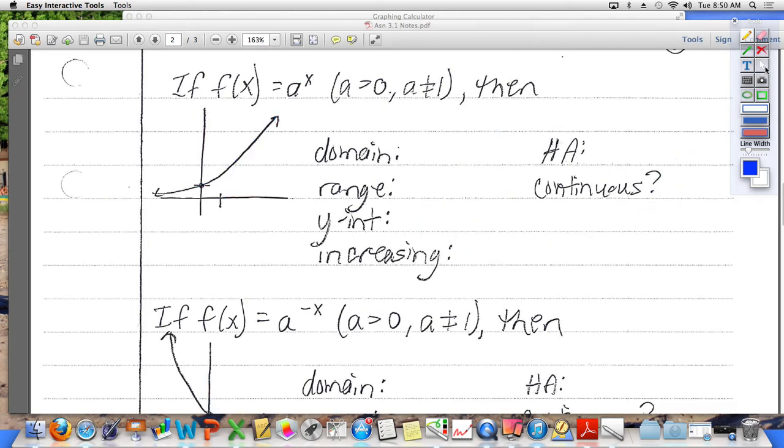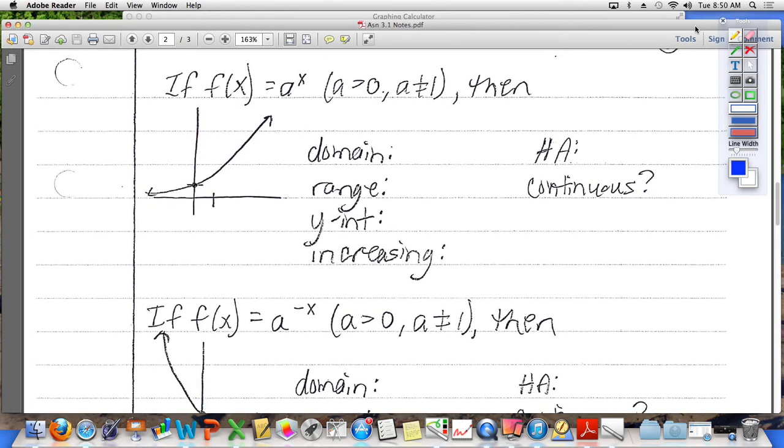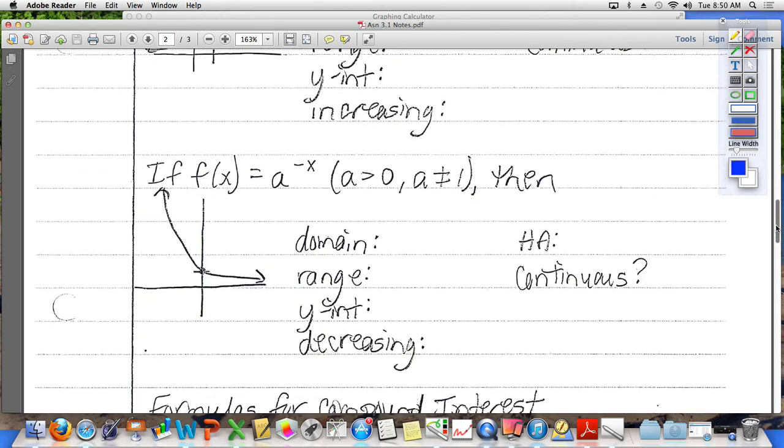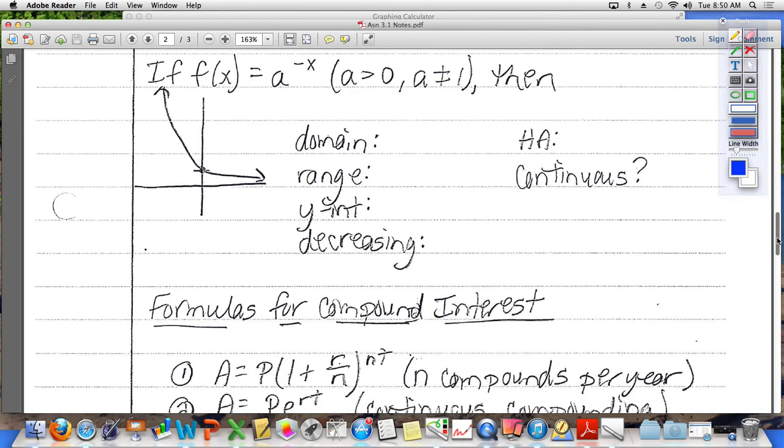Let's move on to the next part. If f of x is equal to a to the negative x power, remember, as we just graphed on that paper before this, when we drew those graphs, we realized that when x is replaced with a negative x, all it ends up being is a reflection across the y-axis. Okay, so what is the domain of this graph?